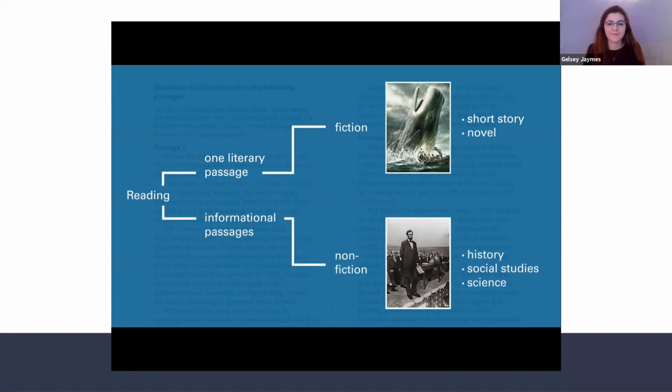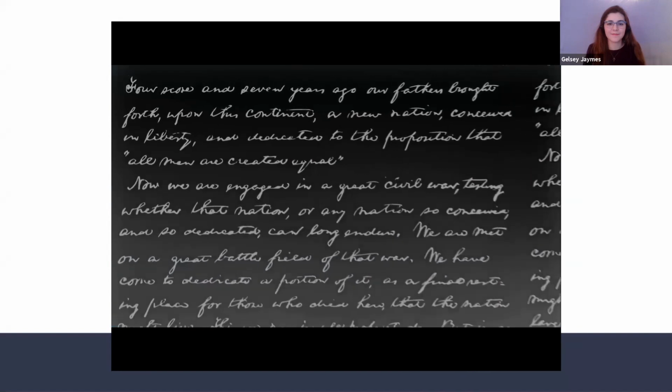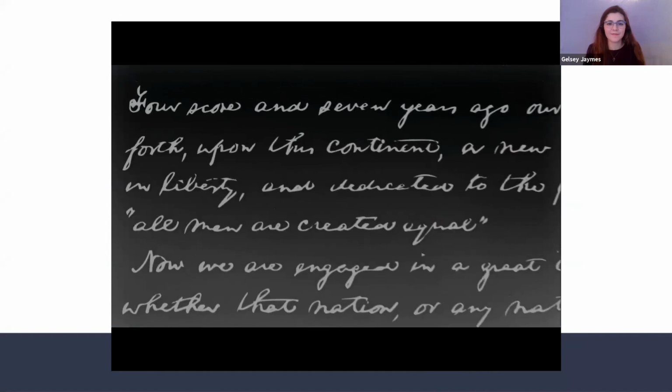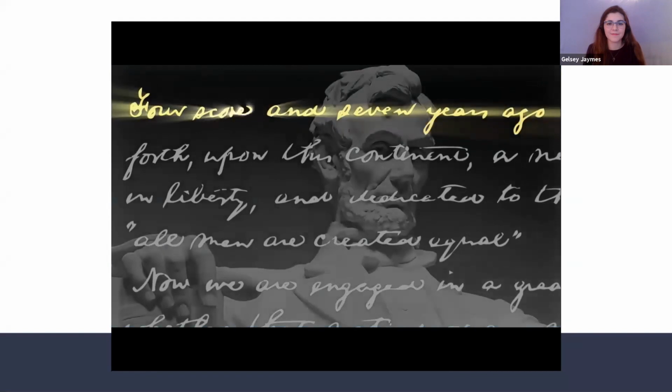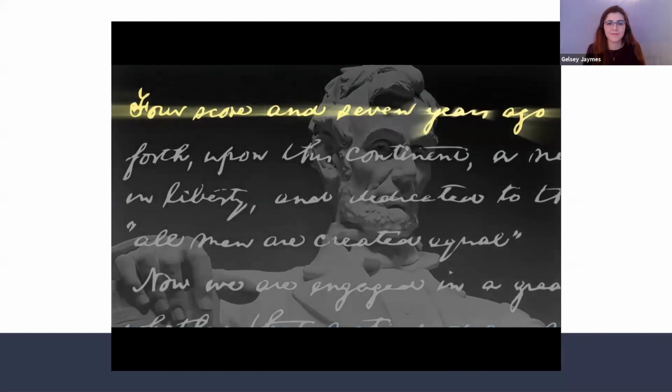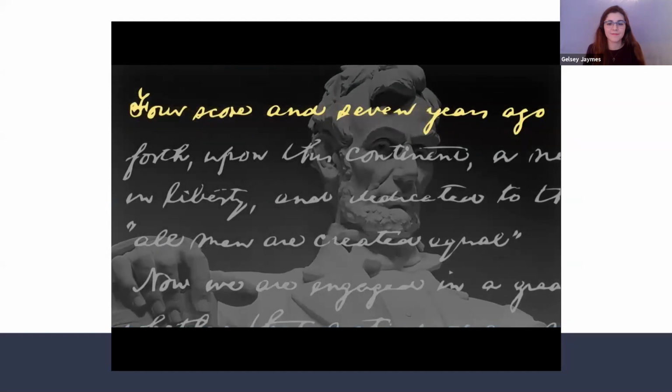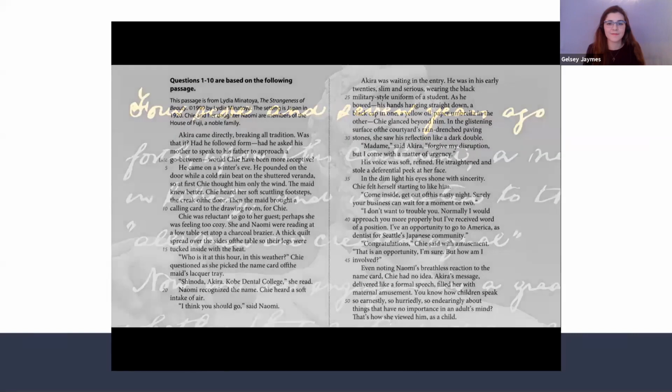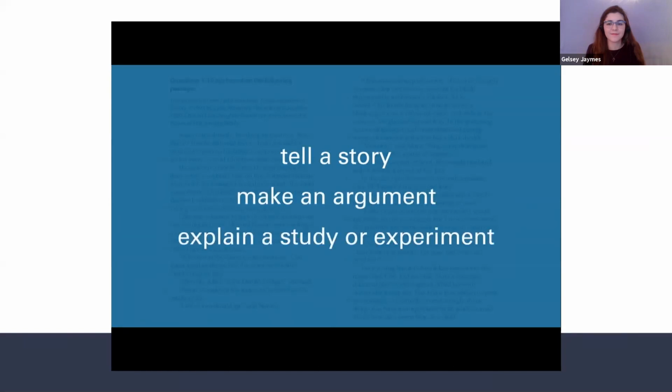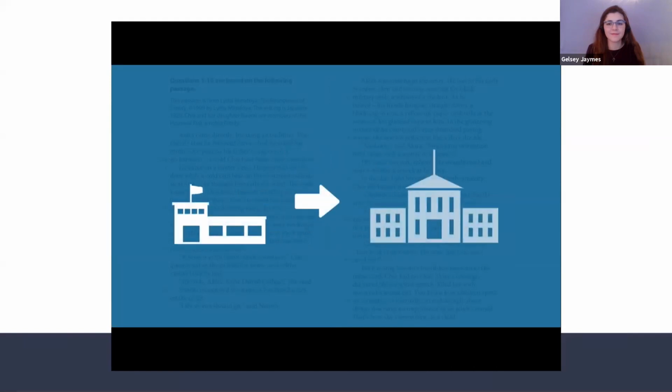Included in these nonfiction works will be a passage or pair of passages taken from the U.S. founding documents or the Great Global Conversation, works from around the world that focus on topics like freedom, justice, and human dignity. The purpose of each passage in the reading test might be to tell a story, make an argument, or explain a study or experiment. The passages will range in complexity from a 9th grade level up to what you would expect to see in the first year of college or other post-secondary training.